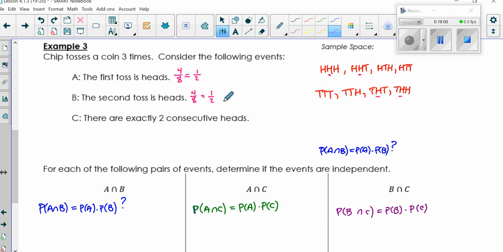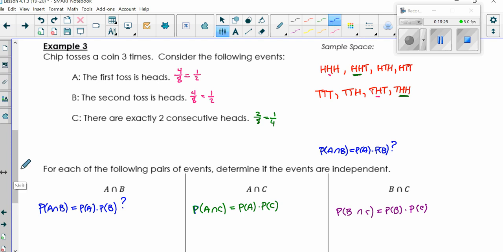Okay. What is the probability that there are exactly 2 consecutive heads? So exactly 2. So you cannot count this first one because that would be 3. So this one has 2 consecutive heads. This one does not. No, no, no, no, and yes. So there's 2 out of 8, which equals 1/4.